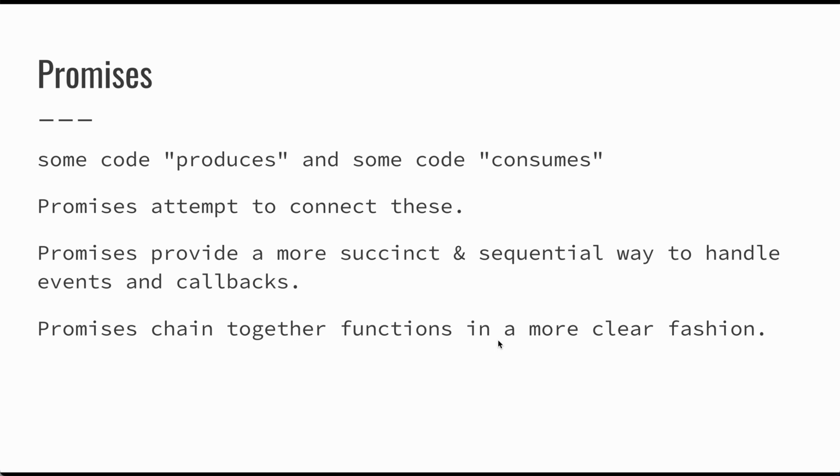If you think about code producing things and code consuming things, and a lot of our functions do this, right? A lot of functions will go off and retrieve some data, or they'll perform a calculation, they produce some particular thing, and then a lot of other functions do something with that. Maybe they take that and they format it for output, or maybe they deliver that, or take that data and save it somewhere. So you can kind of think of functions as producers and consumers, and promises attempt to connect these two ideas. So it allows us a more succinct and sequential way to handle these events and callbacks. It allows us to chain together functions in a more clear fashion. So we'll take a look at this, and we'll continue to explore this concept over the rest of this presentation and the next presentation.